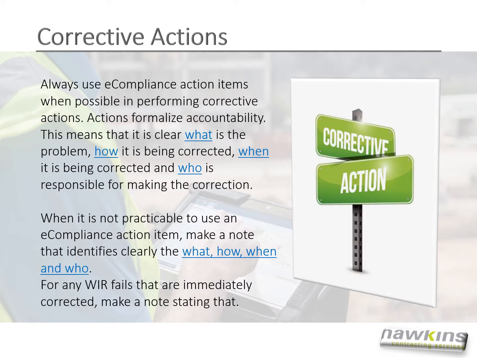Always use e-compliance action items when possible in assigning corrective actions. Action items formalize accountability. This means that it is clear what the problem is, how it is being corrected, when it is being corrected, and who is responsible for making the correction. When it is not practical to use an e-compliance action item, make a note that identifies clearly the what, how, when, and who. For any workplace inspection report fails that are immediately corrected, make a note stating just that.